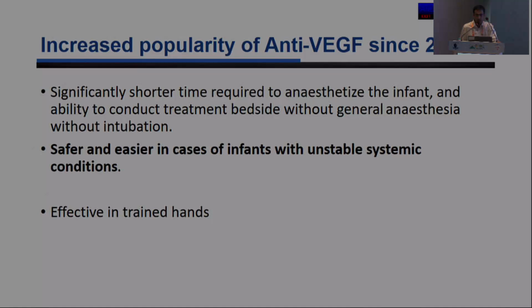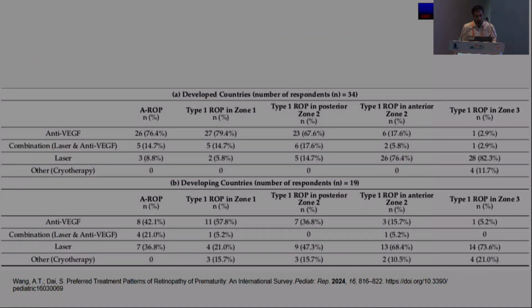There's increased popularity of anti-VEGF since 2019 because, as I discussed, in unstable babies with unstable systemic conditions, anti-VEGFs are preferred. They are safer, and they can be given under topical anesthesia. But there is the risk of endophthalmitis, so it is always better to give them in trained hands, because you can have intralenticular injections, you can have RDs, so that is not to be taken lightly.